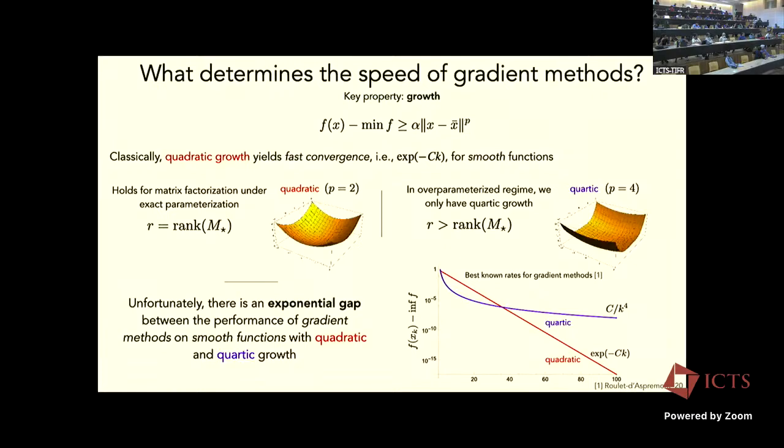Does p depend on how you parameterize the space of functions you're looking at? Yeah, p will depend on that, yeah. I see, okay. Gradient descent is not invariant to parameterization, unfortunately. Newton's method is closer, but not quite.